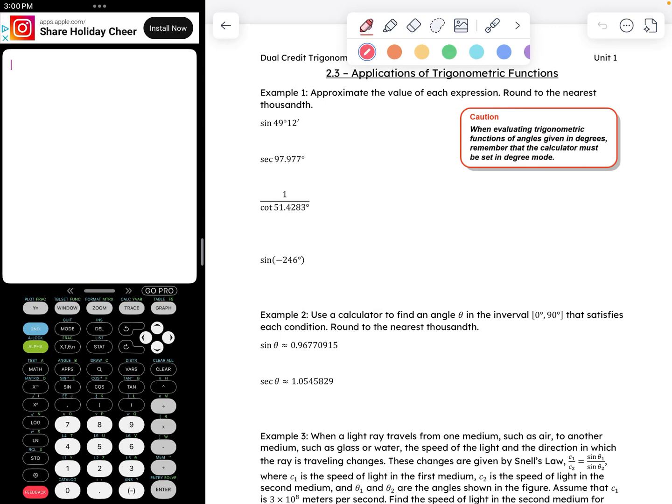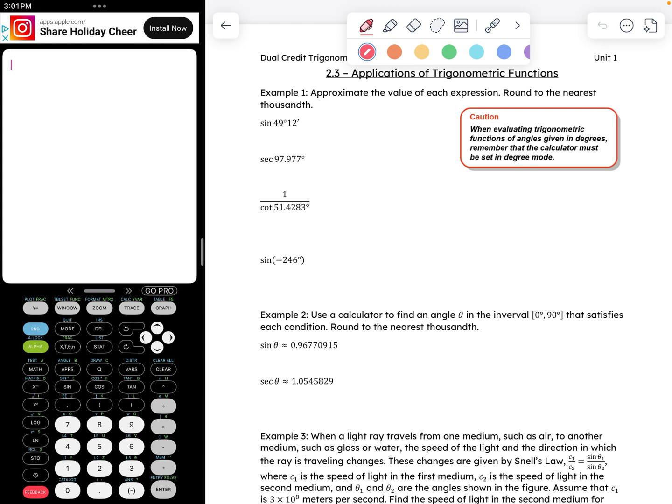Hey guys, today we are looking at 2.3, which is going to talk about some applications of our trig functions that we've been learning about. So first thing, before we start looking at these applications, is we need to talk about how to plug our trig functions into our calculator.